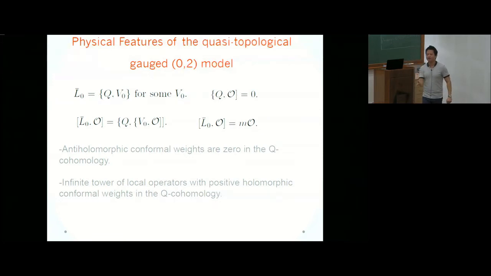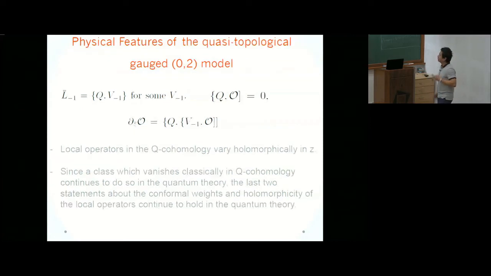So we only have holomorphic weights on one side. You have an infinite tower of local operators with positive holomorphic conformal weights in Q cohomology. This is where it's different from a topological model. Then you can do some other things, analyze this. I'm running short of time, so.